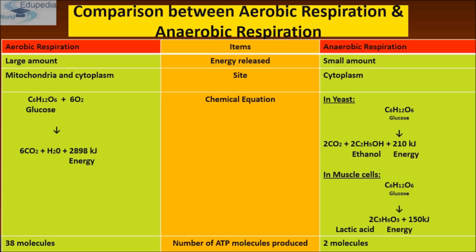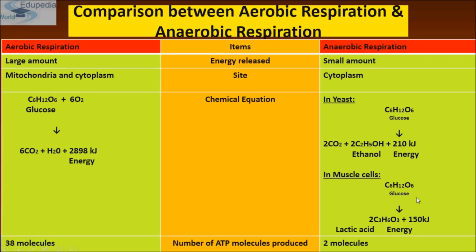Site, where does it take place? Aerobic respiration takes place in mitochondria and cytoplasm, whereas anaerobic respiration takes place in cytoplasm. The chemical equation of aerobic respiration is when glucose combines with oxygen, it produces CO2, H2O, and 2898 kilojoules of energy. And in yeast, when glucose is broken down, it produces CO2, ethanol, and energy.